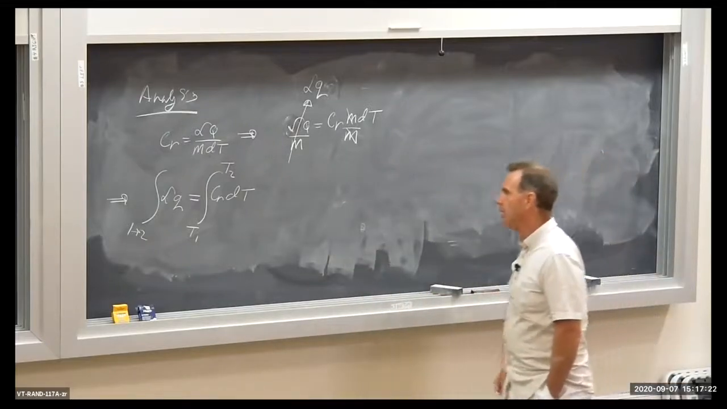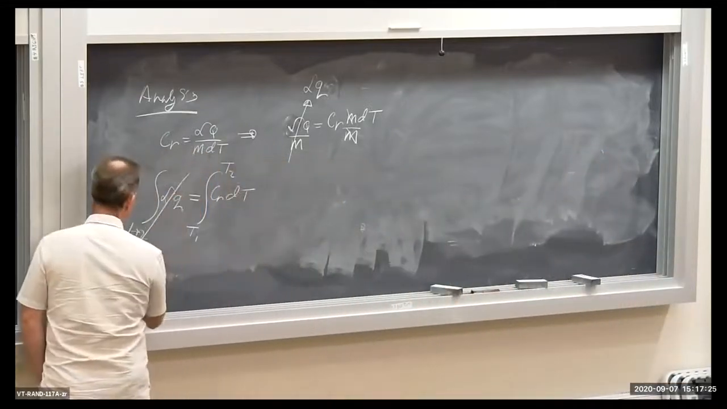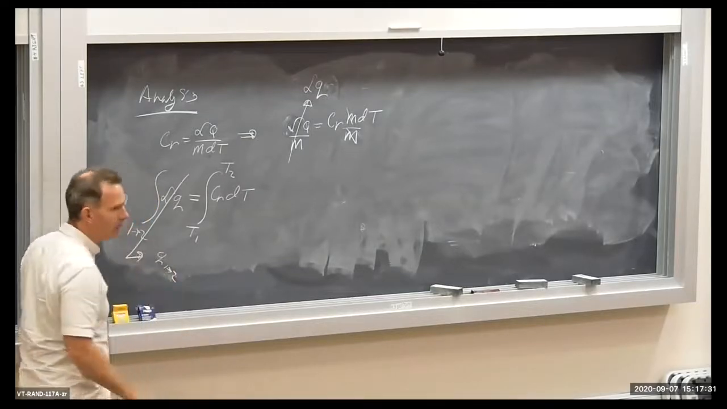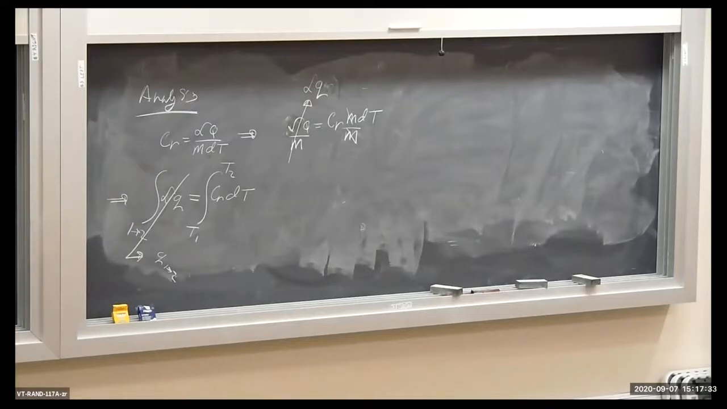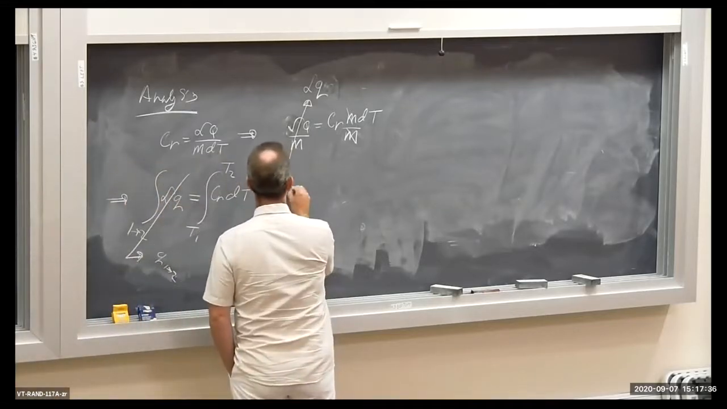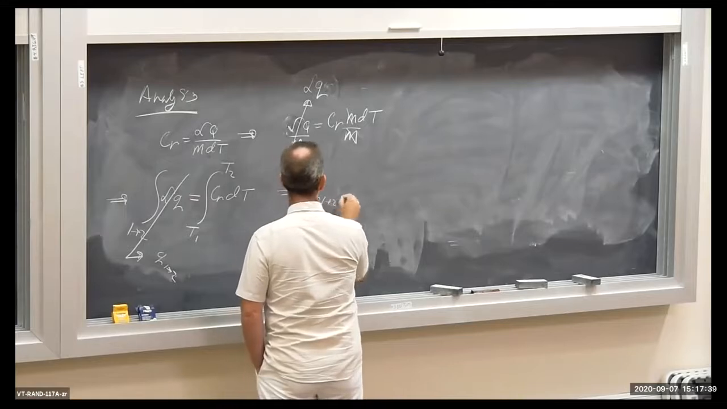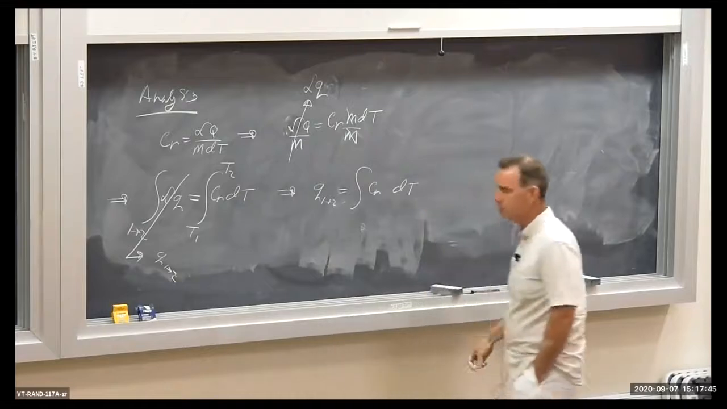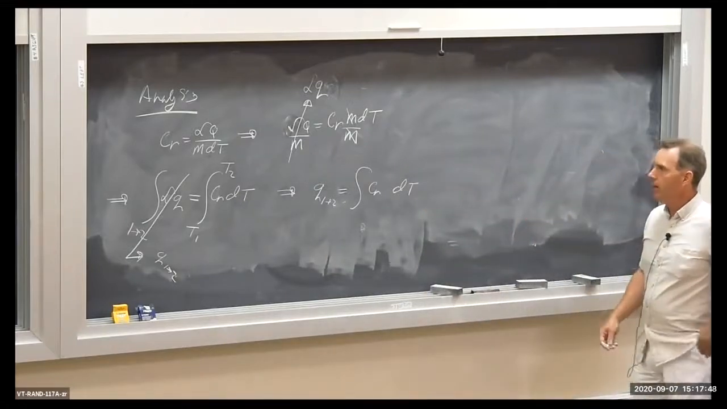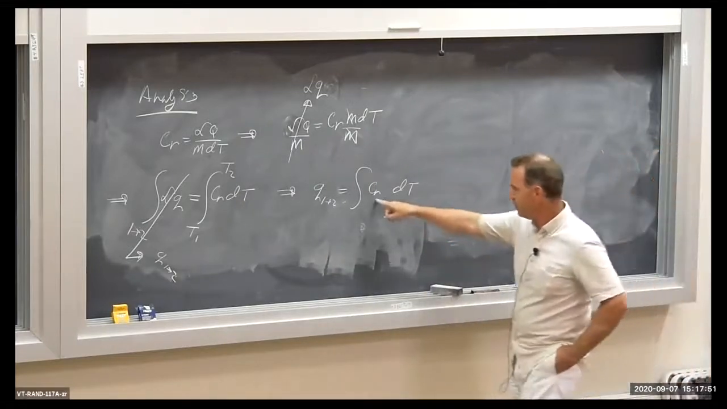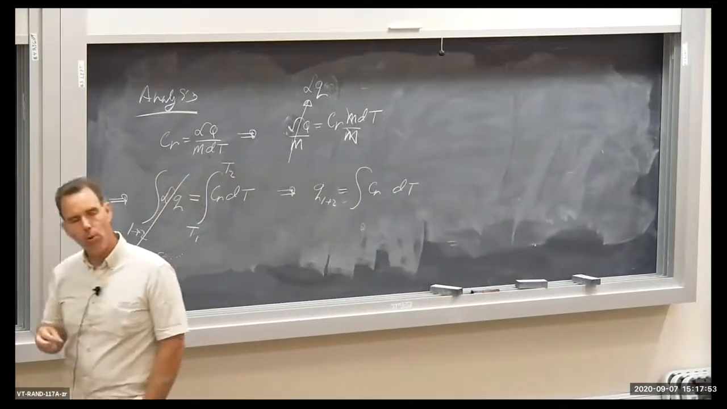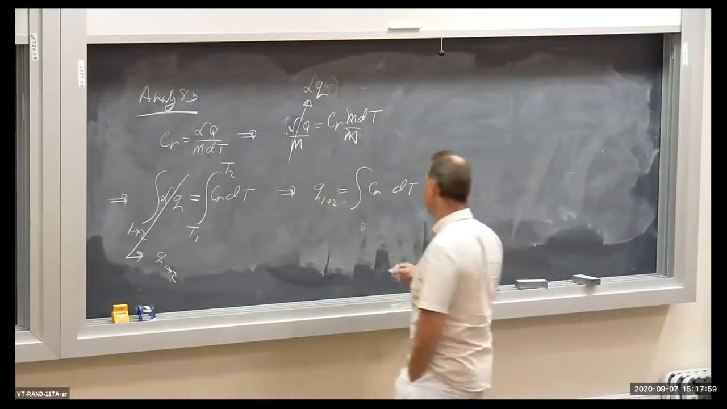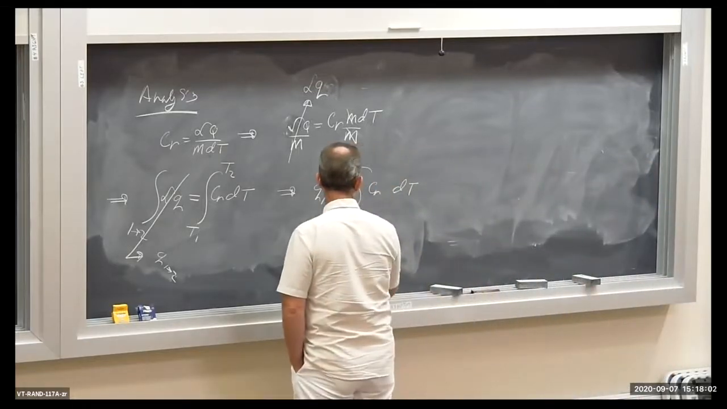The quantity on the left is going to be the overall heat transfer per unit mass, q1 to 2. So I end up with q1 to 2 is equal to the integral of CV dT. Now we need to integrate this. If I knew the functional form of CV, I could integrate with respect to temperature. I don't know a lot about CV at this point. And remember, we're integrating from T1 to T2.